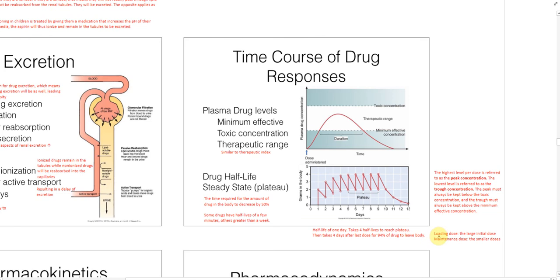And sometimes you may have to give a loading dose, which is what these guys, I think this guy here, maybe this guy, are. But then we have the maintenance doses, which are the smaller doses, such as these guys here, to maintain this level of steady state activation, or whatever you want to call it.